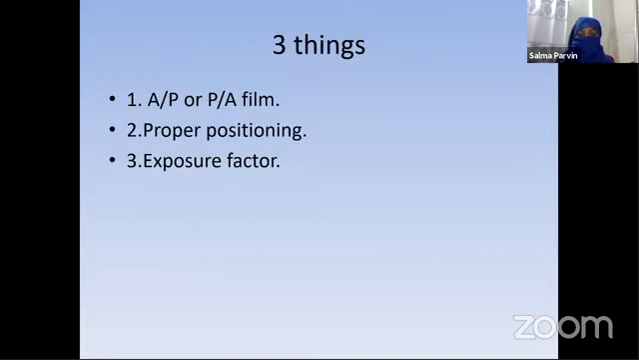The very important three things we have to go through before we interpret a chest X-ray are the three basic things we have to keep in mind: whether this film is a PA film or AP film, decided first, then the proper positioning and the exposure factors, and how and why they are important we will come to know.